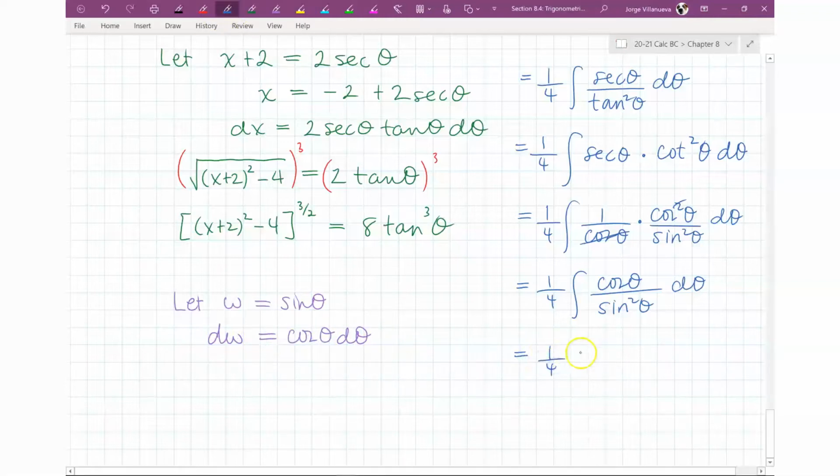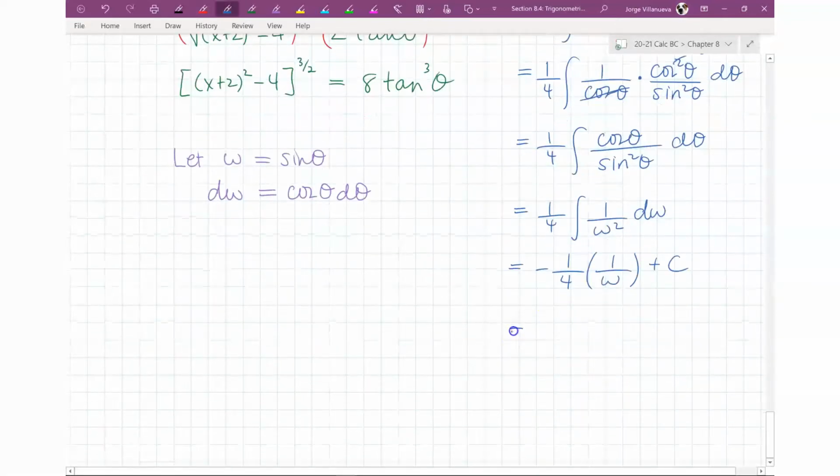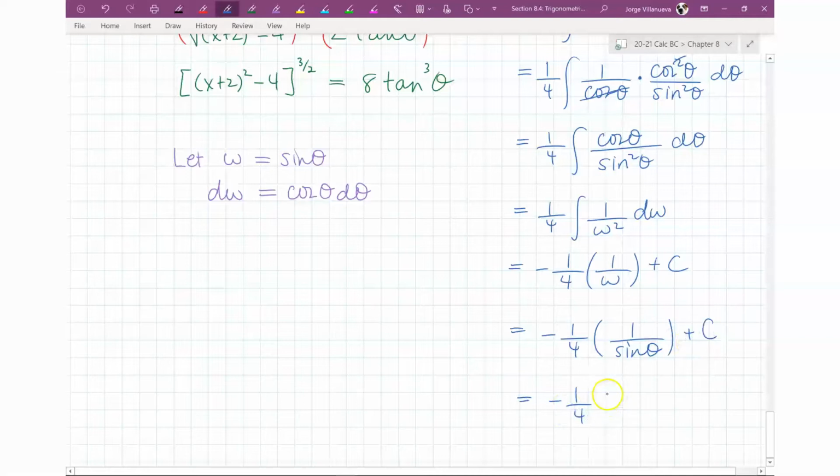So 1/4 integral 1 over gamma squared d gamma. Or you could just call it w, like I said. If it sounds weird to say gamma, just say 1 over w squared dw. The integral of 1 over w squared is negative 1 over w. So this becomes negative 1/4 times 1 over w plus c, which is negative 1/4 times 1 over sine. It was sine, right? Yeah. 1 over sine plus c, which is negative 1/4 cosecant theta plus c.